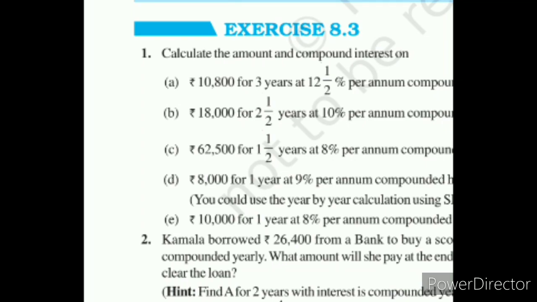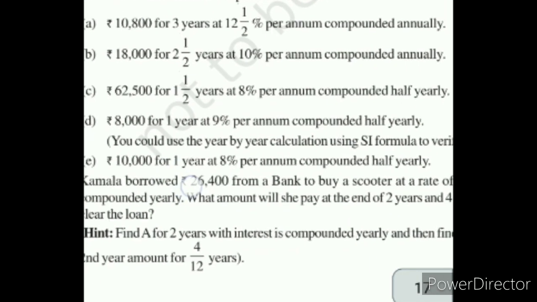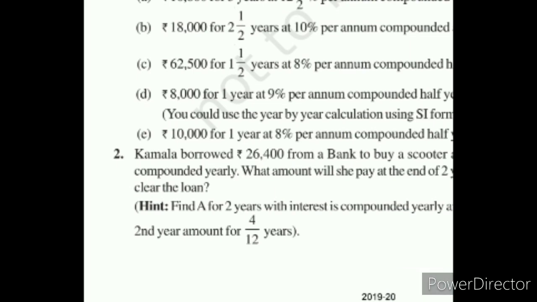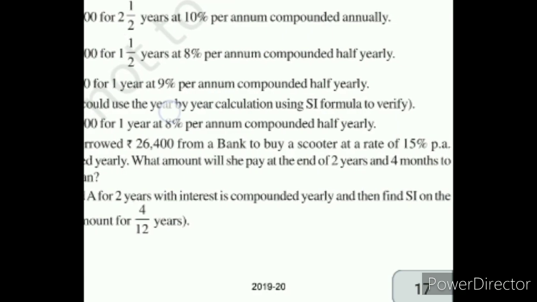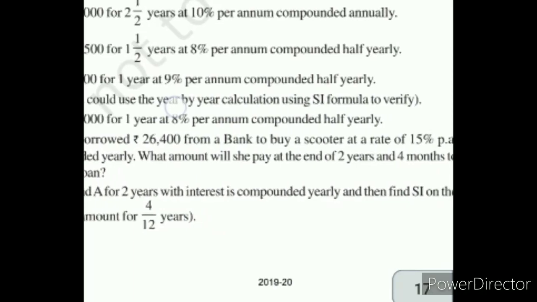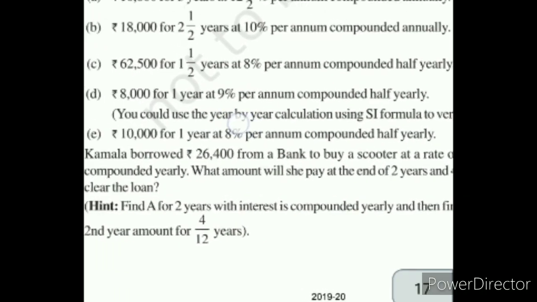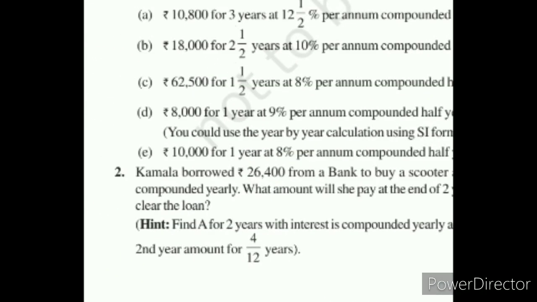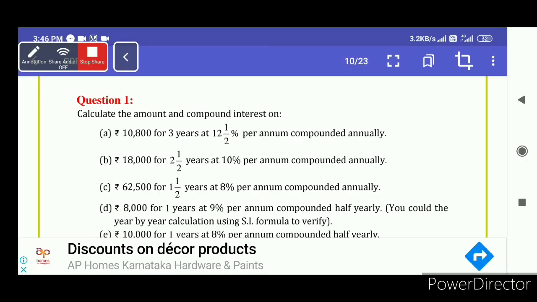Exercise 8.3. Calculate the amount and compound interest on the following. In the first problem there are 5 parts of the question. The first 2 questions are compounded annually. From the third question onwards, compounded half yearly. So we should use different formulas carefully. First: 10,800 rupees for 3 years at 12 1 by 2 percent per annum, compounded annually.